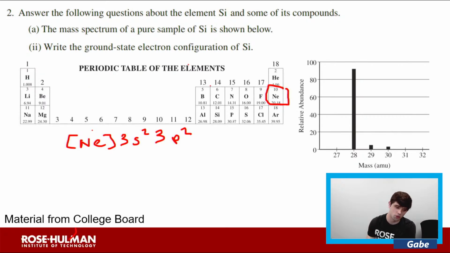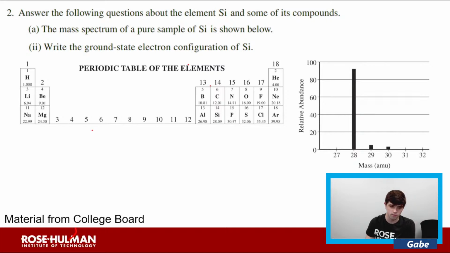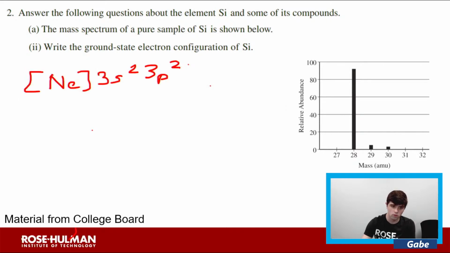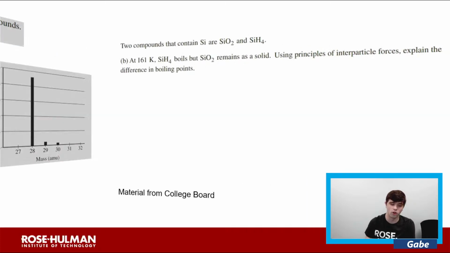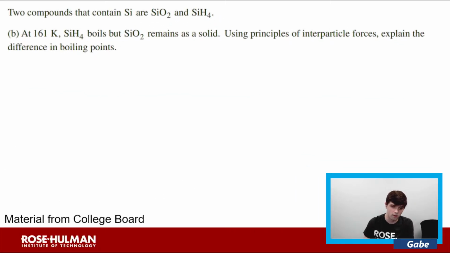So now we move on to the next question, which we already were on this page, and it is, write the ground state electron configuration of Si. Actually, sorry, we move on to the next question on this slide. Two compounds contain Si: SiO2 and SiH4. At 161 Kelvin, SiH4 boils, but SiO2 remains a solid. Using the principles of interparticle forces, explain the difference in boiling points.